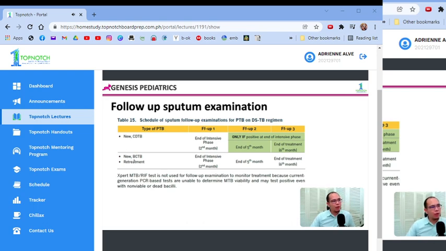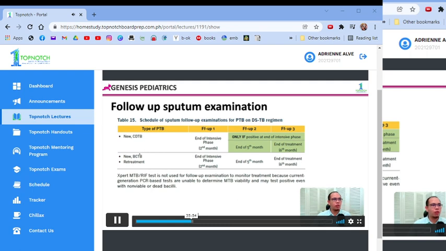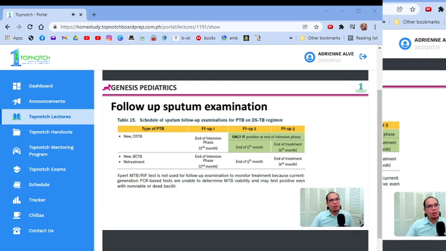Okay? What about for new bacteriologically confirmed? So for bacteriologically confirmed or 4-week treatment, tatlo talaga yung follow-up. End of intensive phase, end of 5th month, end of 6th month. Okay? Your gene expert is not used for follow-up examination. Okay? Because current generation tests are unable to determine viability and may test positive even with non-viable or dead bacilli.